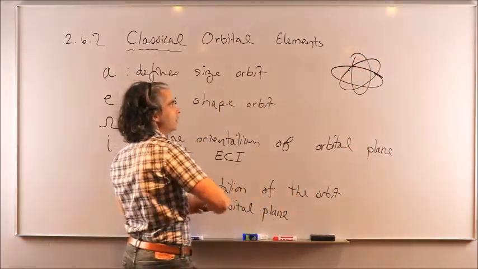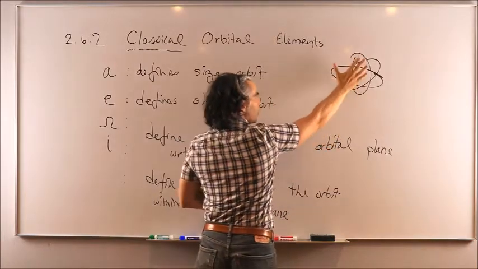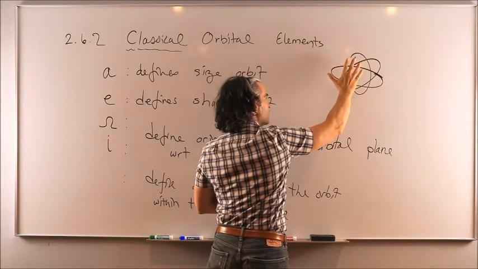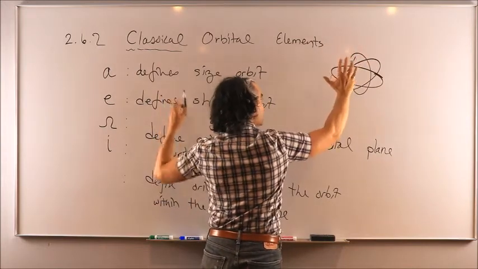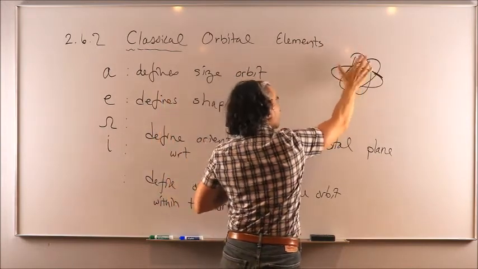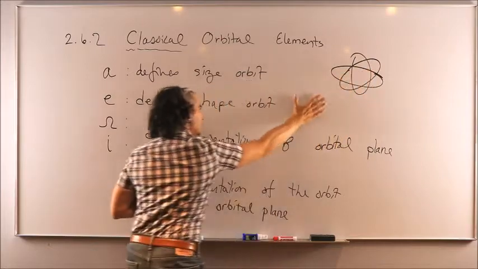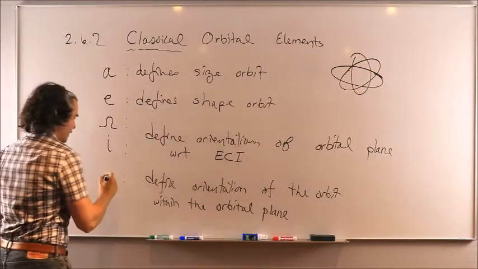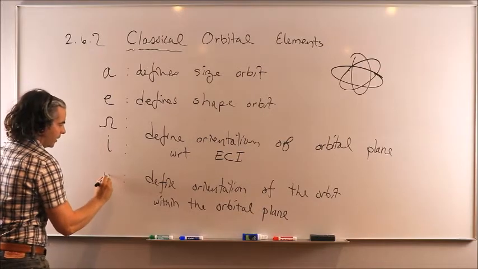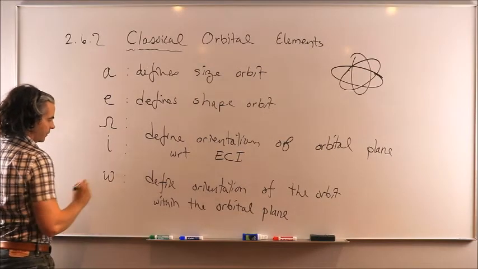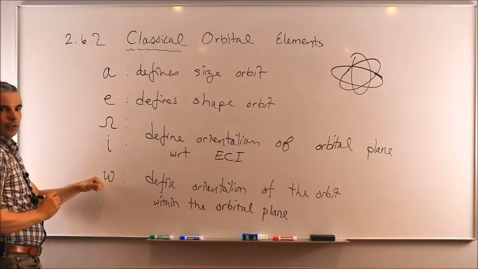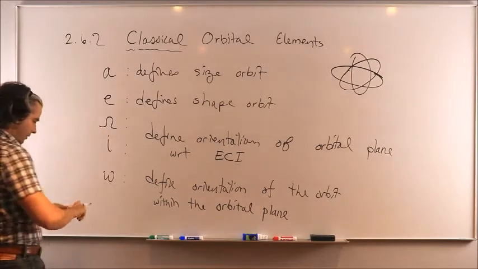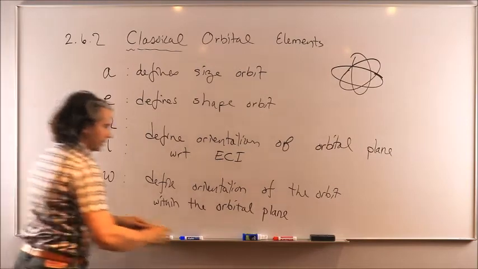So we need to then define the orientation of our orbit, which we know the size, the shape, the orientation of the board, but we still need to define again the orientation of that orbit within the board. And this is what the fifth one does for us. That one is defined by omega, okay, known as the argument of perigee. Let me write down the names next to the orbital elements.